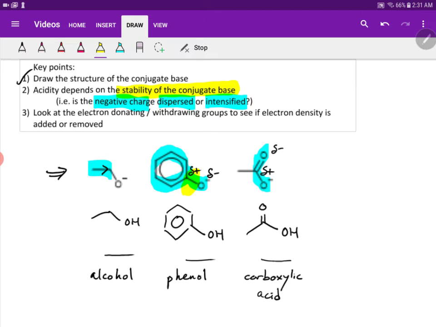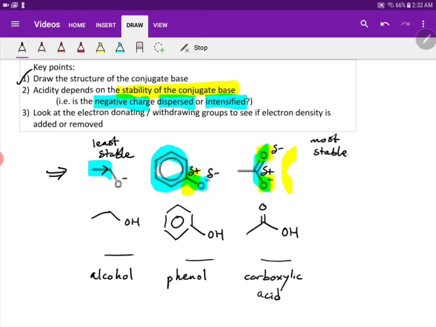On the other hand, because both of these oxygen atoms have the same electronegativity value, the electron density is spread well between both of them, so it's equally spread out, so it's more dispersed. In that case, we know that the conjugate base of the alcohol is the least stable, and the conjugate base of the carboxylic acid is the most stable.